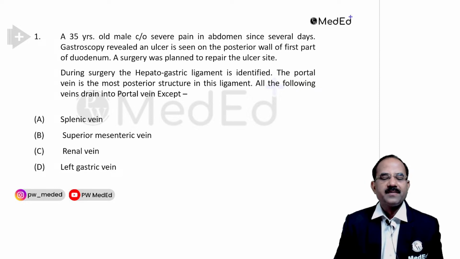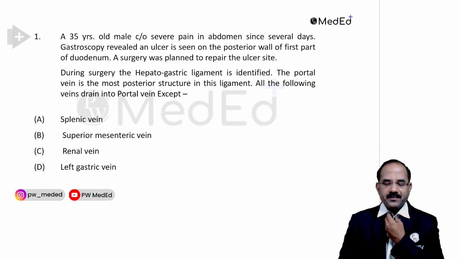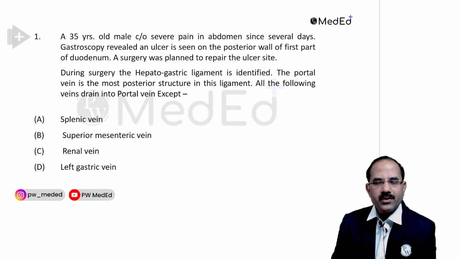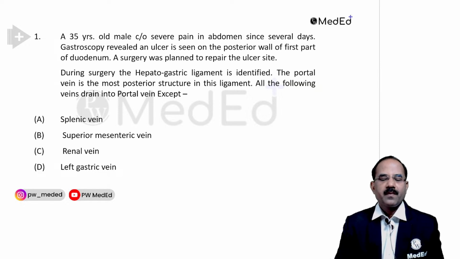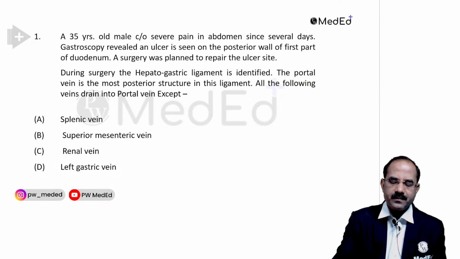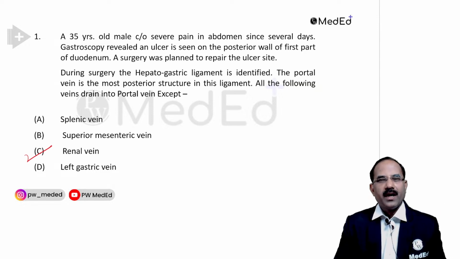Any guesses? You answer, let it be an interactive session. Students, you answer whatever you know. All the following veins drain into the portal vein. Answer is C. Answer is renal vein. The renal vein drains into IVC. We all know this. The right and the left renal veins drain into the IVC.